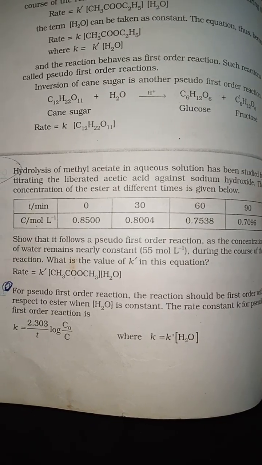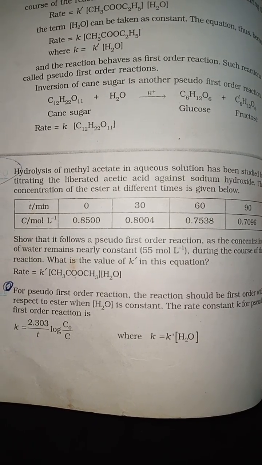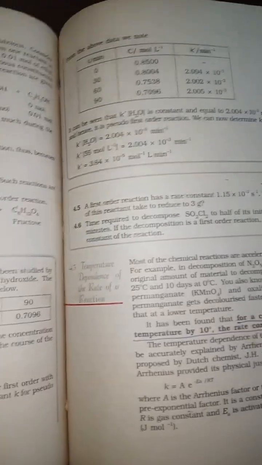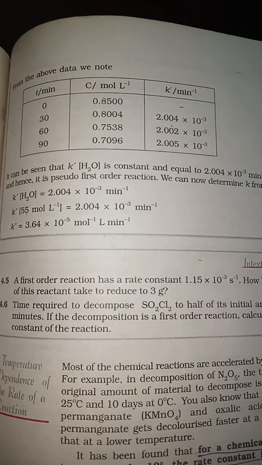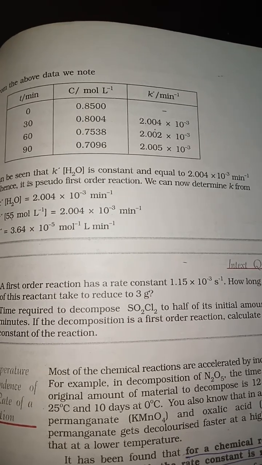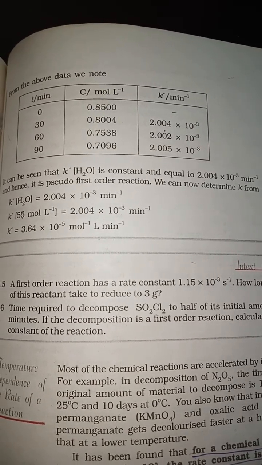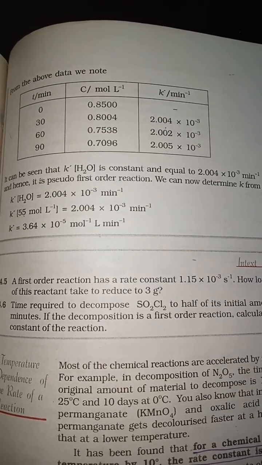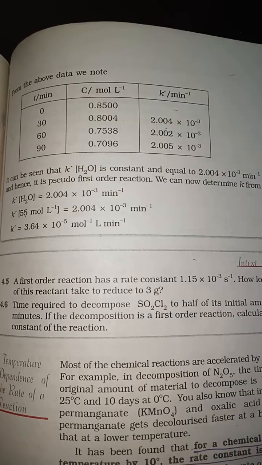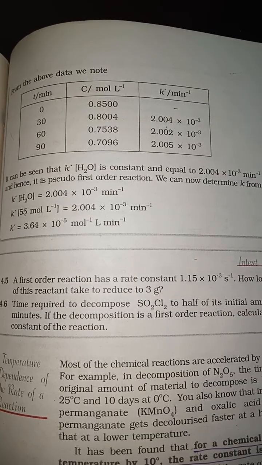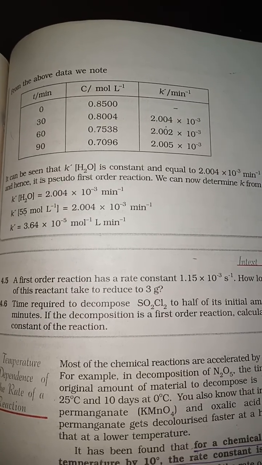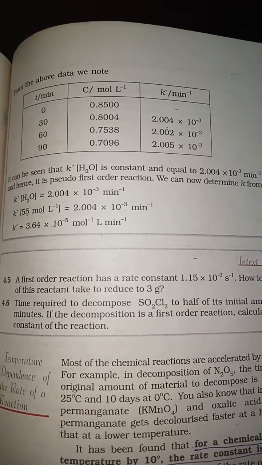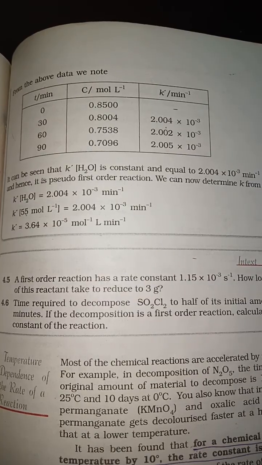The rate constant k for pseudo order is k equal to 2.303 upon t log C naught upon C, where k equal to k dash [H2O]. It can be seen that k dash [H2O] is constant and equal to 2.004 × 10^-3 minute inverse, and since it is pseudo first order, we can now determine k dash from k dash [H2O] is equal to 2.004 × 10^-3 minute inverse. k dash × 55 mole liter inverse equal to 2.004 × 10^-3 minute inverse. k dash equal to 3.64 × 10^-5 mole liter inverse.